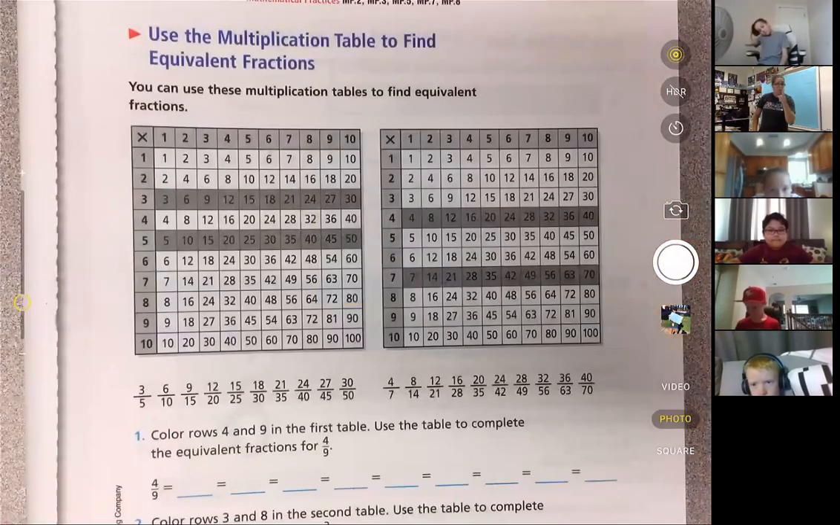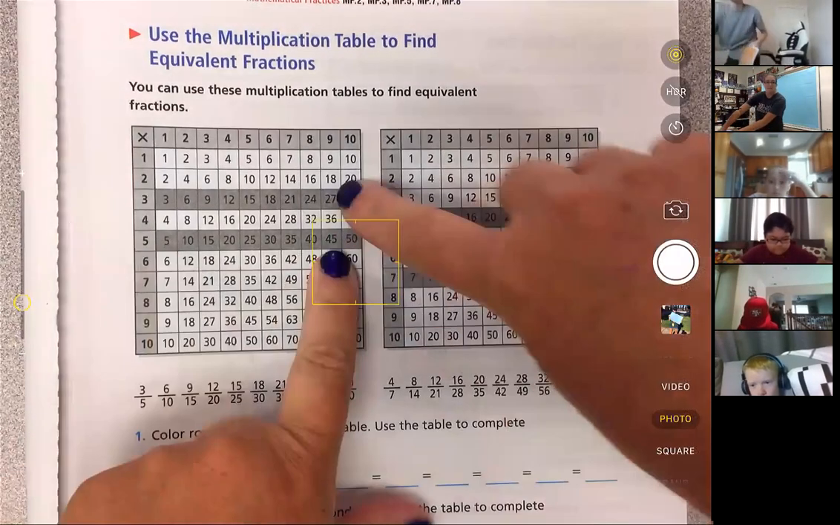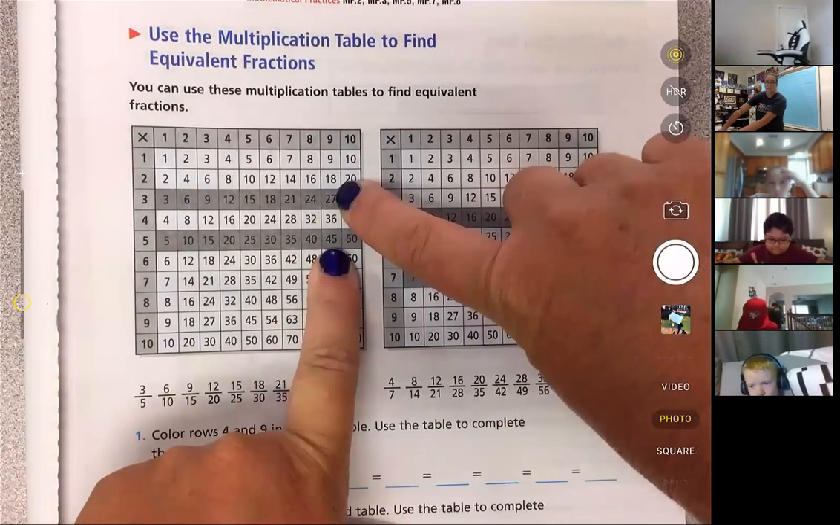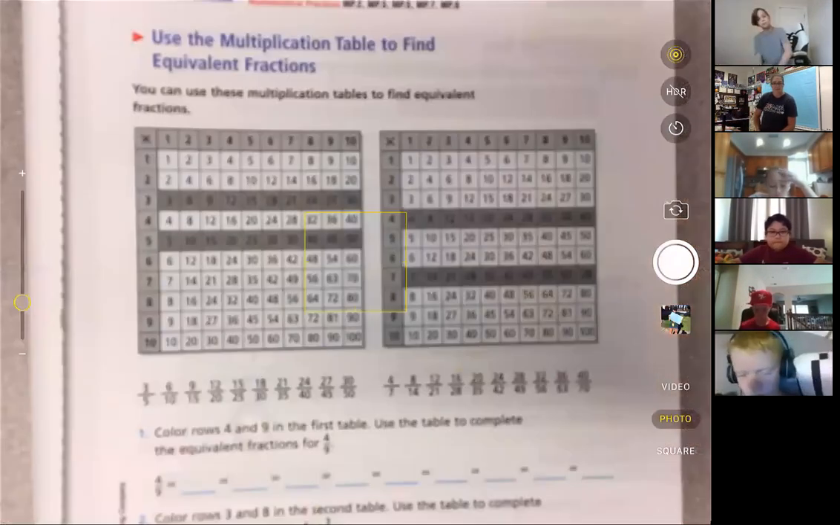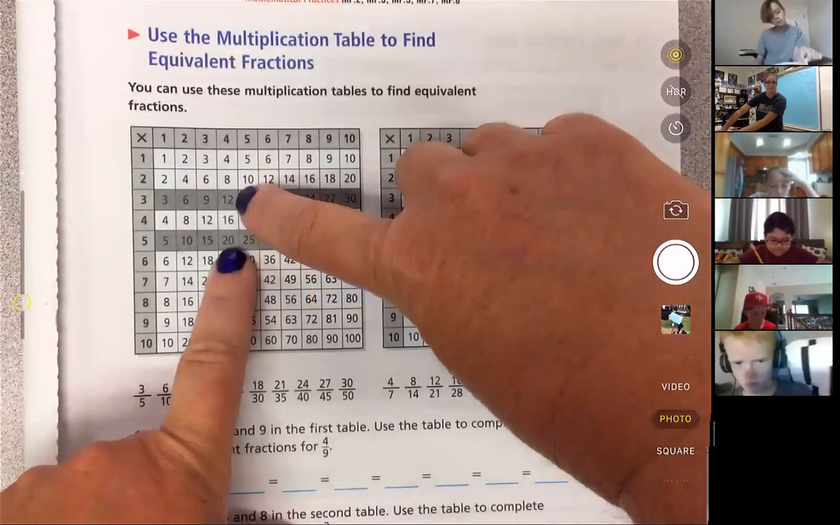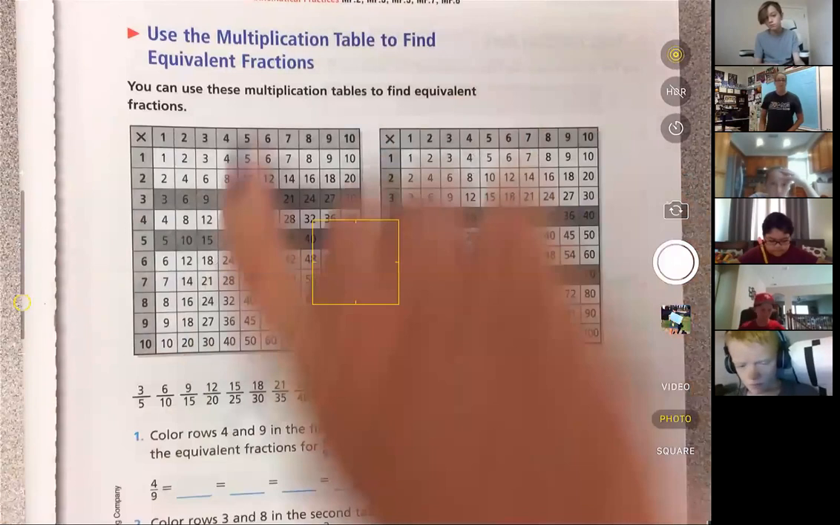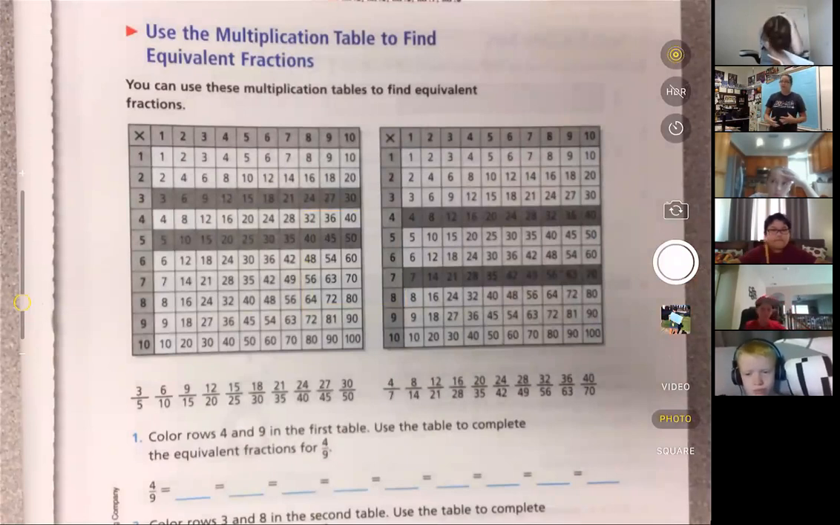And the other cool part about using your multiplication table is that it also tells you what the multiplier is. So 27/45 is equivalent to 3/5, and the multiplier is 9. I can look at the number on the top to find my multiplier. 12/20 is equivalent to 3/5, and the multiplier is 4. So that's just a really quick look at how we can use these charts to find the equivalent fractions and their multipliers.